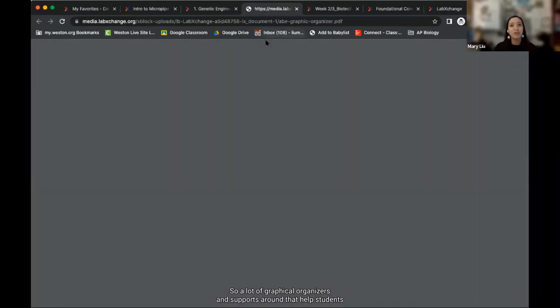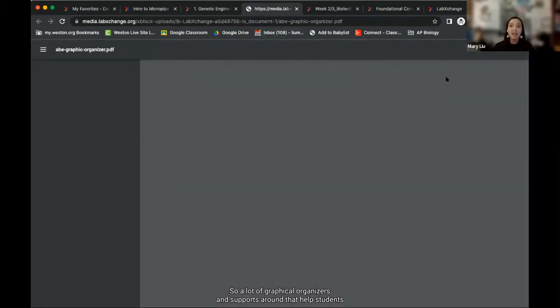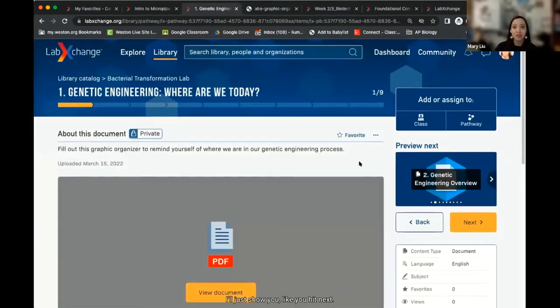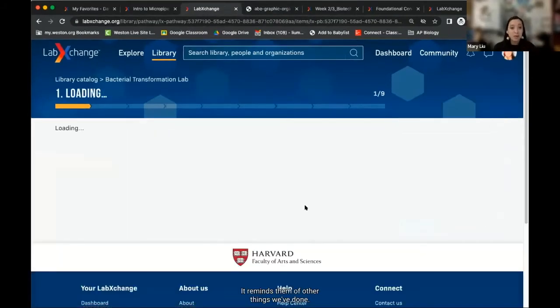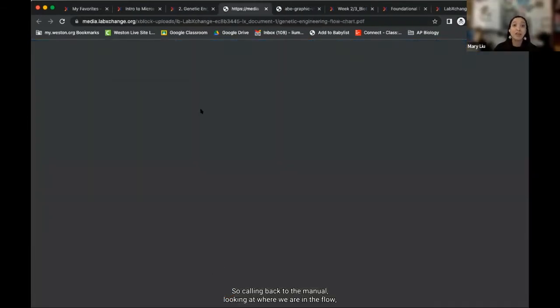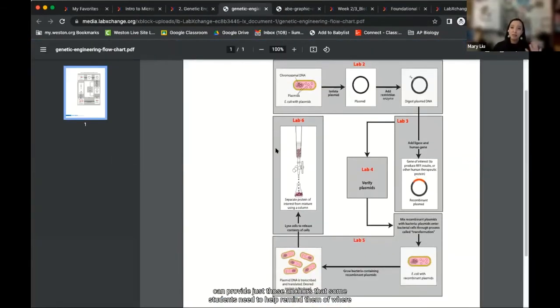So there are a lot of graphical organizers and supports that help students who need executive functioning support, but also help anchor them in something. As they're going through, they can preview this. And if you hit next, it reminds them of other things we've done. Calling back to the manual and looking at where we are in the flow provides anchors that some students need to remind them of where we are, so that they can have the confidence to build on to that next step.